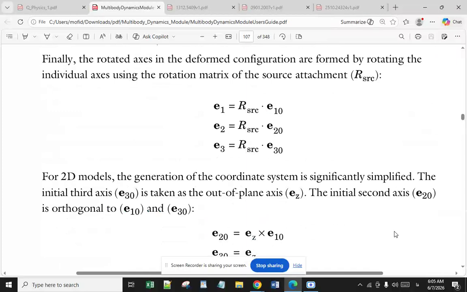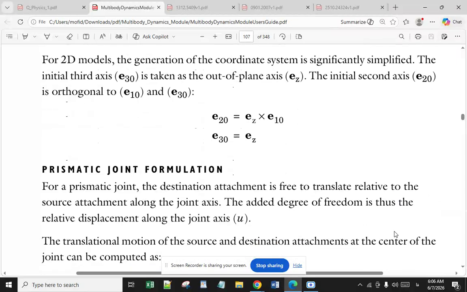For two-dimensional models, the generation of the coordinate system is significantly simplified. The initial third axis is taken as the out-of-plane axis. The initial second axis E20 is orthogonal to E10 and E30.